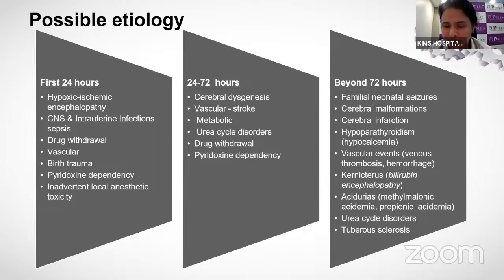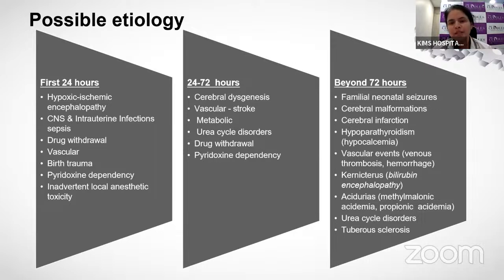In 24 to 72 hours, seizures may arise because of cerebral dysgenesis, that is structural abnormalities in the brain like lissencephaly, porencephaly, schizencephaly, etc. We will continue to see seizures because of vascular problems, that is stroke, neonatal stroke. Metabolic seizures may commonly be seen between 24 to 72 hours, which include seizures due to hypoglycemia, hypocalcemia, and this could also be the phase where we may expect seizures because of inborn genetic metabolic errors, such as urea cycle disorders and organic acidemias, and we may still see seizures due to drug withdrawal and pyridoxine dependency.